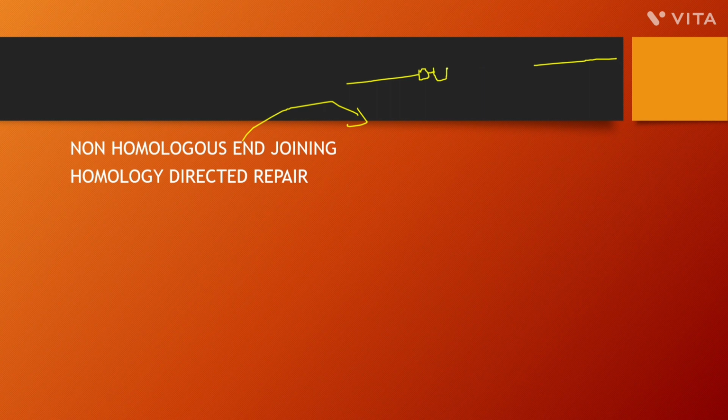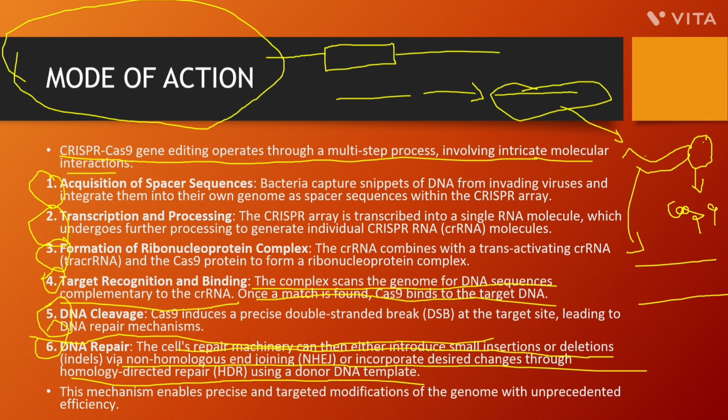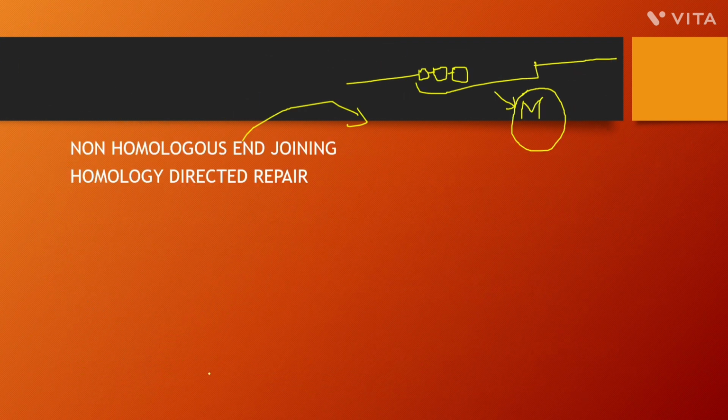But this isn't a very precise technique, because it may add some random nucleotides, and this may lead to mutations. It will not necessarily lead to mutations, it may lead to mutations. And the next one is homology directed repair, the second one.